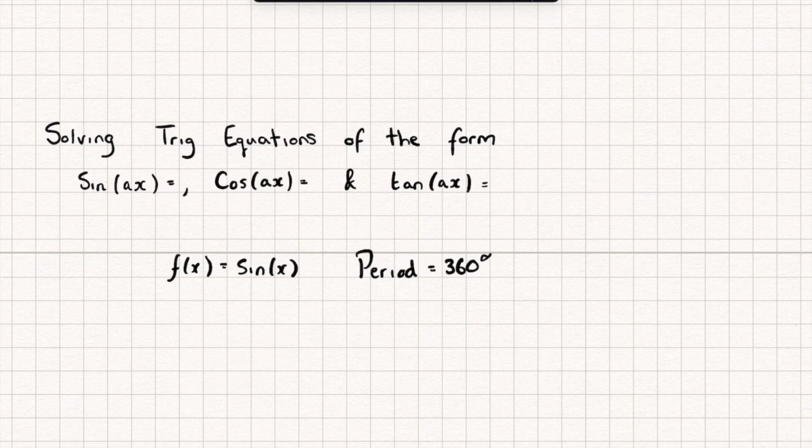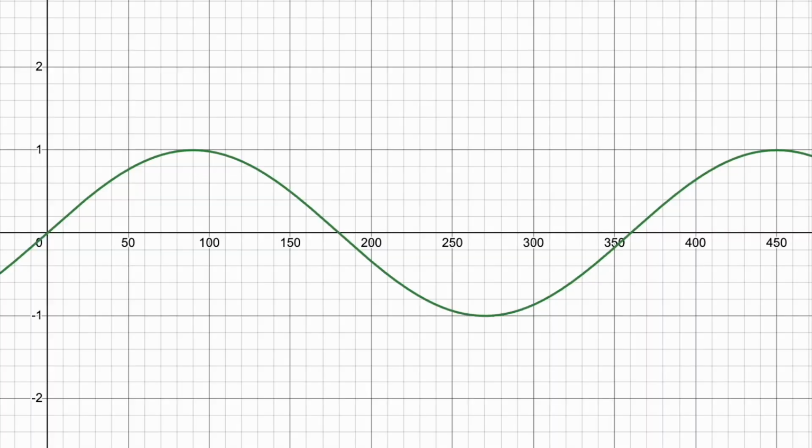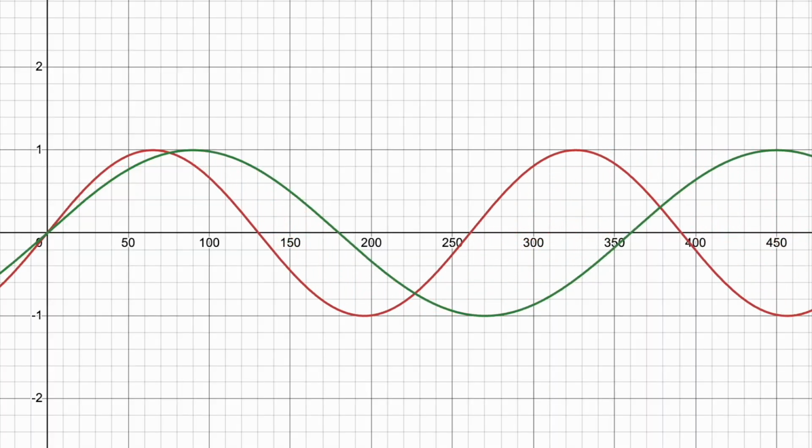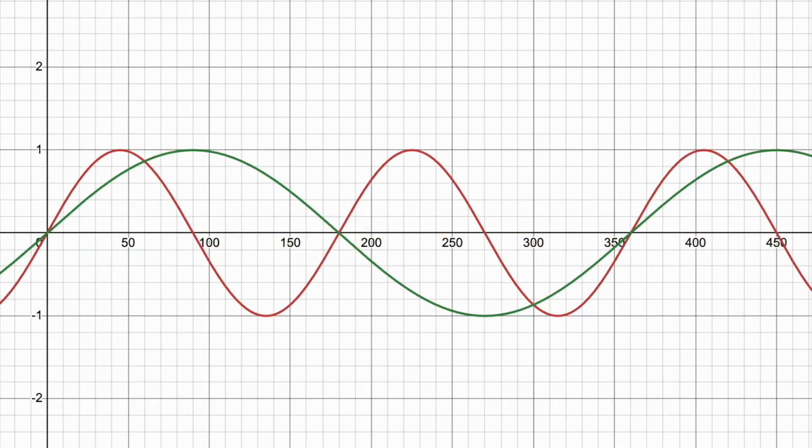Now let me apply a transformation to this graph. Let's look at, say, f of 2x. Okay, so now I'm looking at the function sine of 2x. Well, what is this 2 in front of the x doing? What this is doing is stretching the graph, scale factor 1 over 2, parallel to the x-axis, and I'll put a visual on screen now as the coefficient of x changes from 1 to 2 so you can see this stretch taking place. Now what this means is that the period of the graph is going to halve.